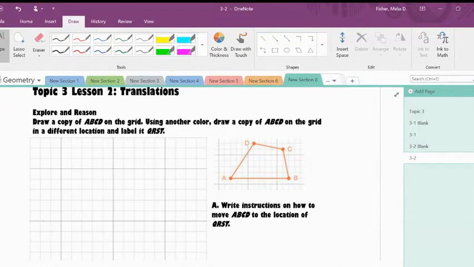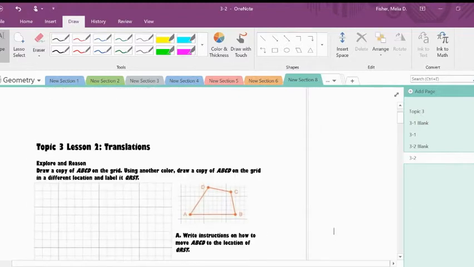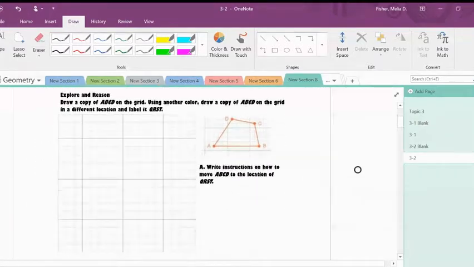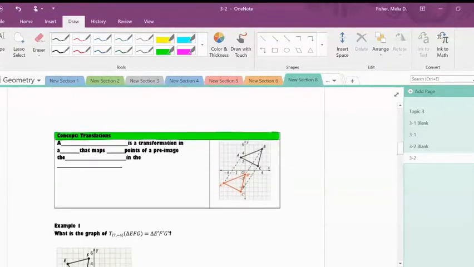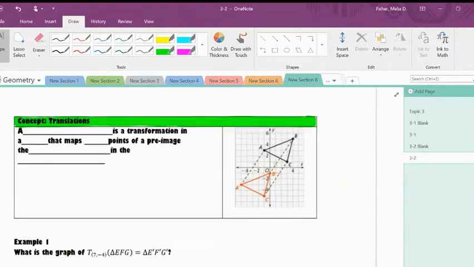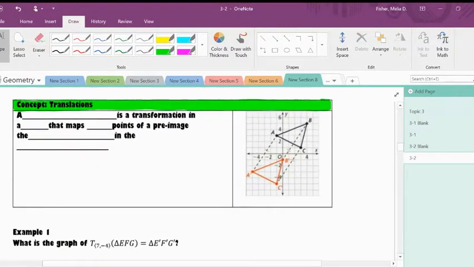Geometry, Topic 3, Lesson 2, we're going to be talking about translations. If you want to do the Explore and Reason, it's going to be optional this time. If you want to skip it, that's fine too. We're going to go ahead and start with the concept of translations.